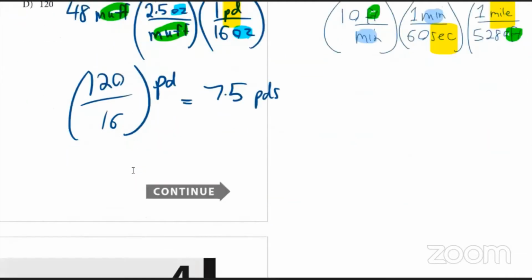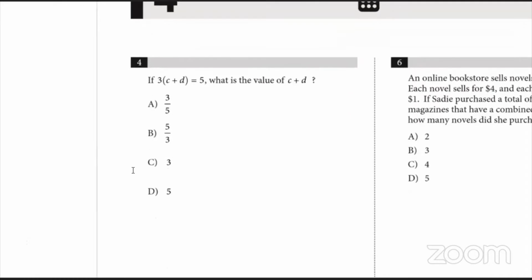Now we're going over to number 4. So number 4 is one of these questions where we don't need to find C or D individually, and actually we can't. It's what we refer to as corralling, which is the idea of making what we have turn into what we want. So what we have is 3 times (C plus D), and by the way, that equals 5. But what we want is just C plus D.